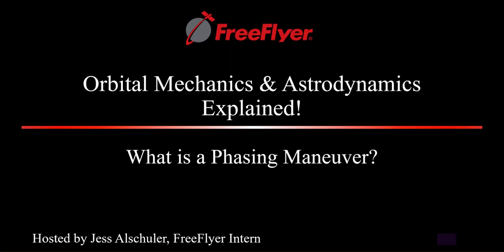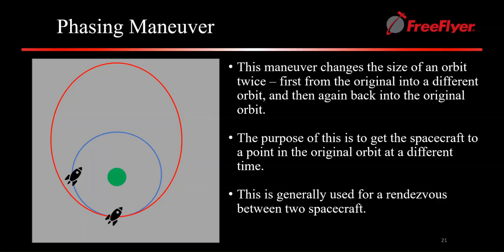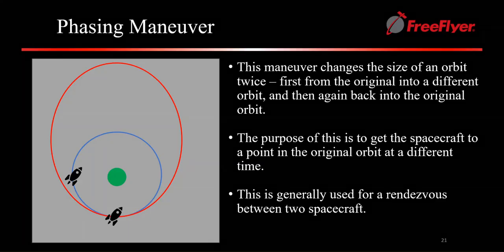Today on Orbital Mechanics and Astrodynamics Explained, we're going to be talking about a phasing maneuver. A phasing maneuver is essentially two Hohmann transfers, where the spacecraft changes the size of its orbit and then changes again back into the original orbit. By entering the original orbit at a different point in time as a result of this maneuver, a spacecraft can rendezvous with another spacecraft. We see this here with these two spacecrafts in this blue orbit.